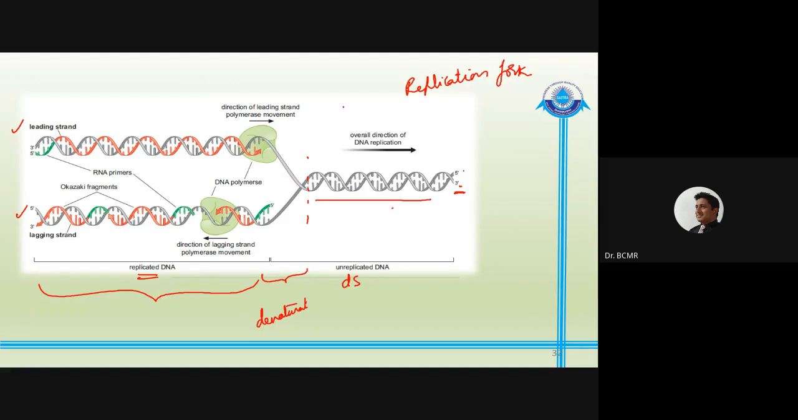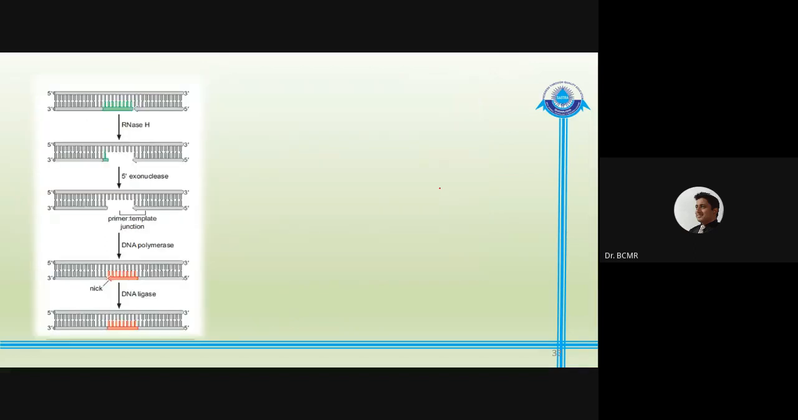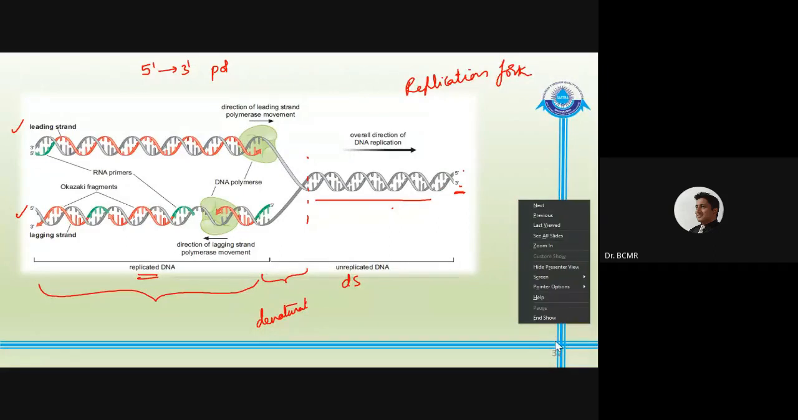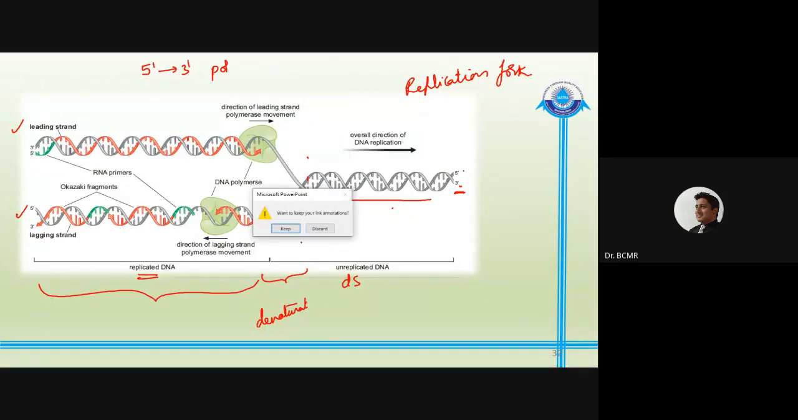So the direction of polymerization is always 5' to 3'. I have said this before. And we have two strands. I will use an empty slide so that I can draw it the way I want you to represent it in the future.